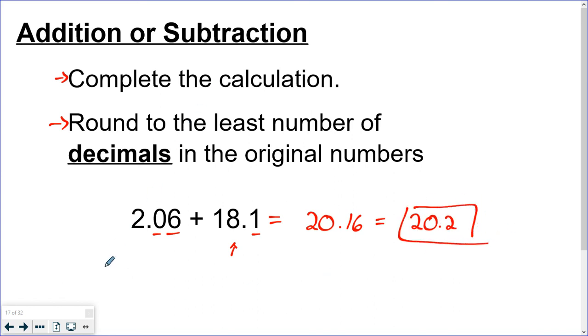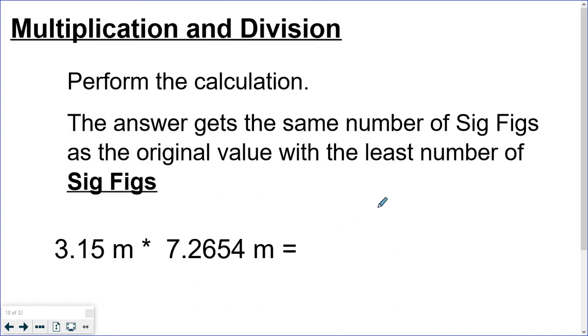Okay, that's addition or subtraction. Multiplication and division, same thing. Perform the calculation, and I'm going to plug this into my calculator. If you multiply those two together, you get 22.886, and this becomes meters squared. A meter times a meter is a meter squared. And I'm going to round this. The answer gets the same number of sig figs as the original value with the least number of sig figs.